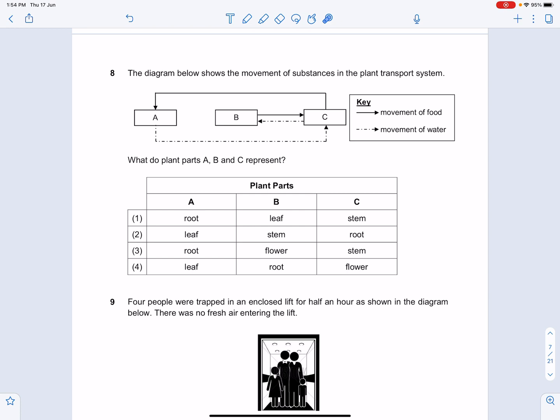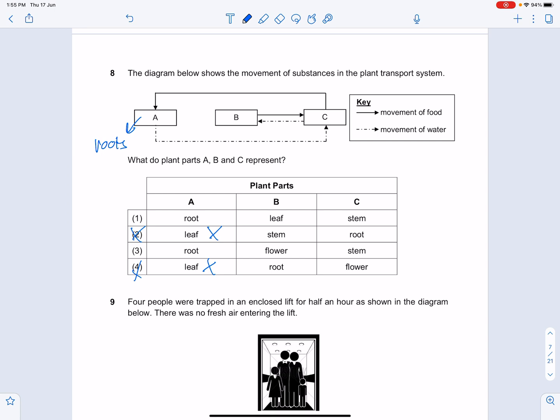Remember this, water is always unidirectional, meaning it always goes from the roots to the leaves, never the other way around. So if I trace back from the arrowhead along the dotted line, I would end up with A. So A is where my water originated from. This has to be my roots. Right off the top, I know A is my roots, so I can safely eliminate anything that states they are not roots. Options 2 and 4 are out.